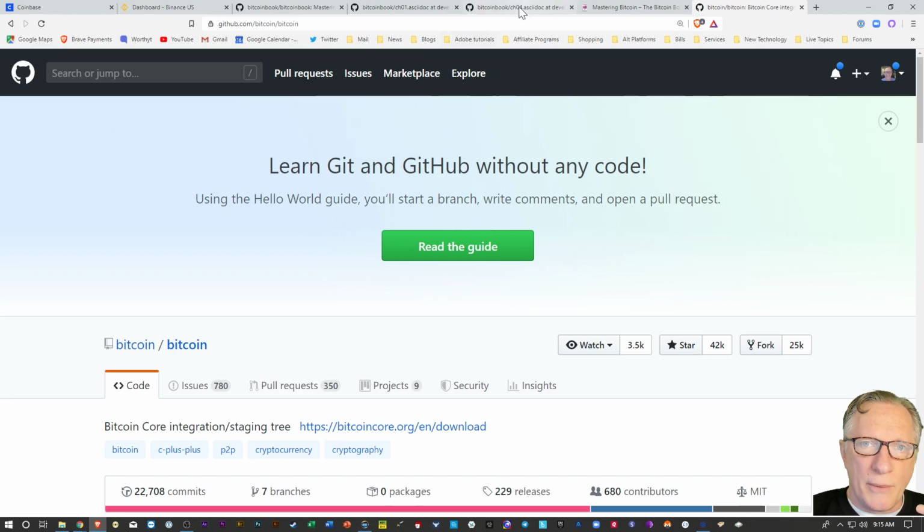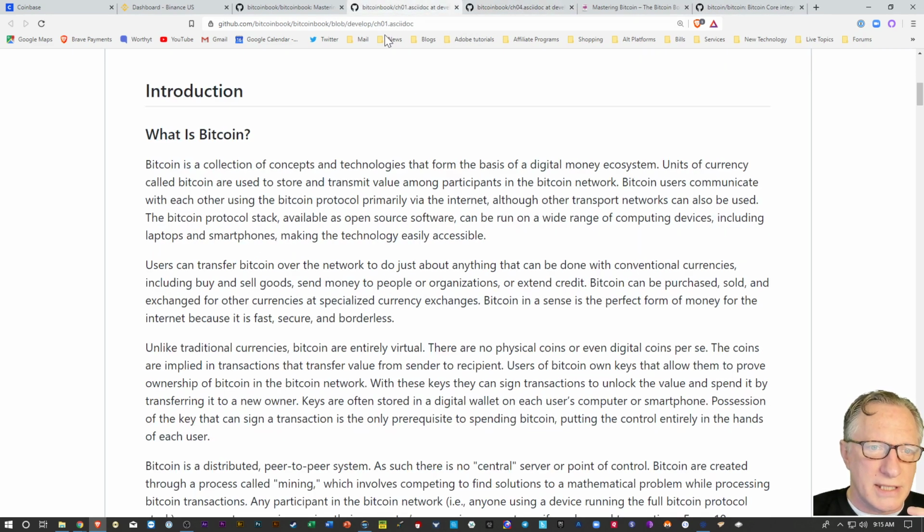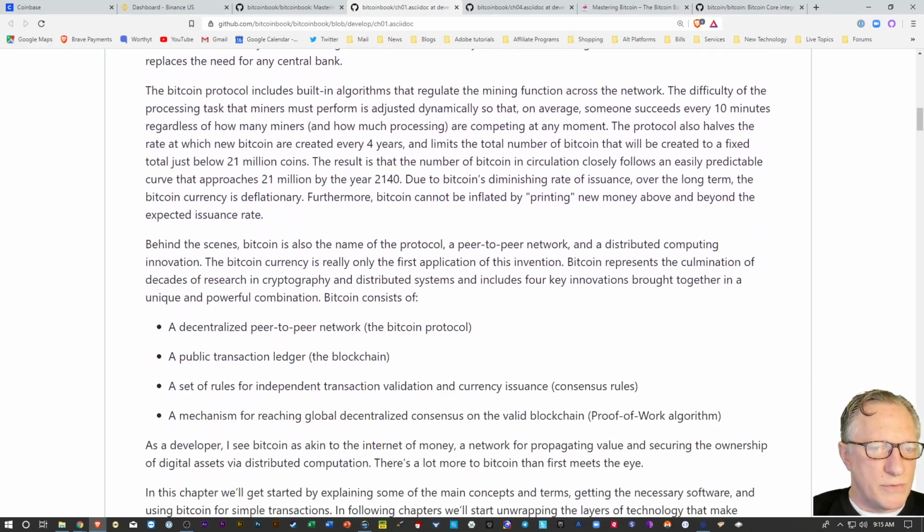I wanted to go over this introduction to Bitcoin as far as what it can be used for.